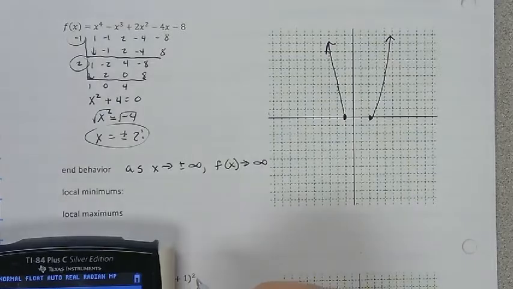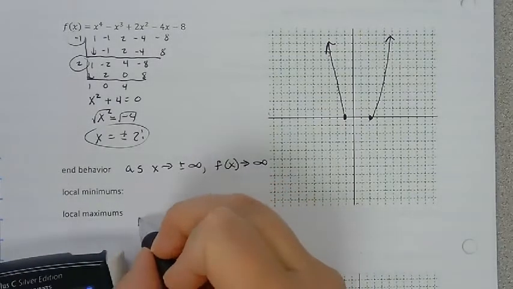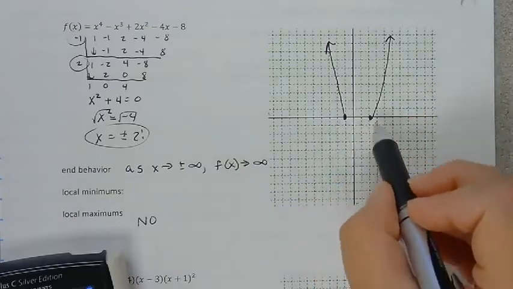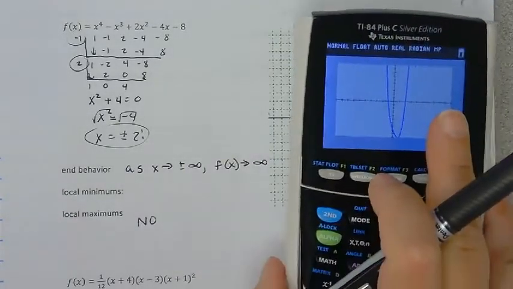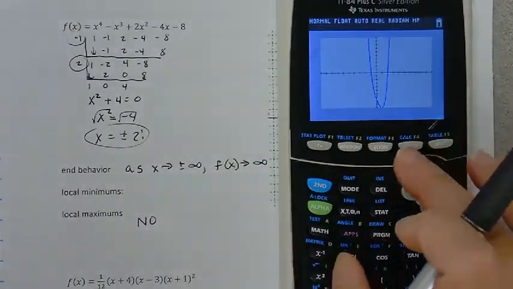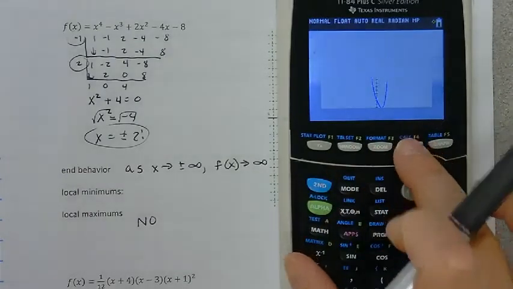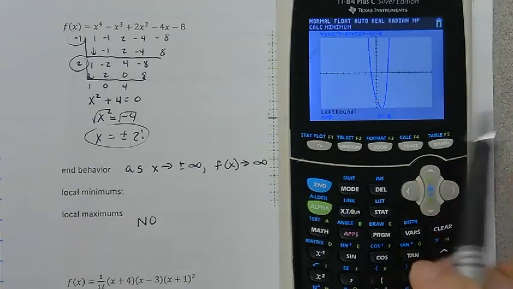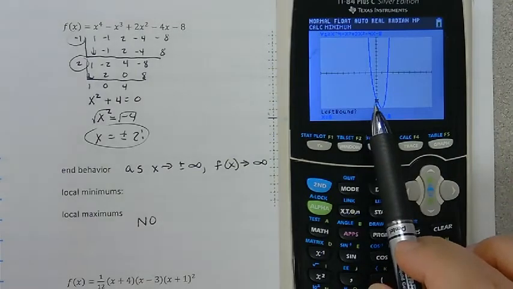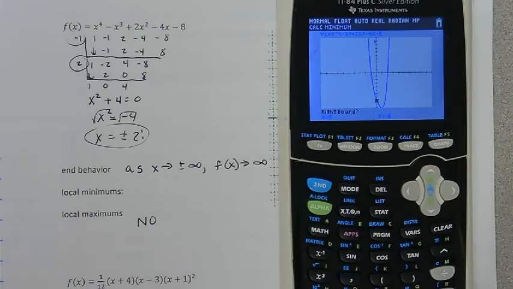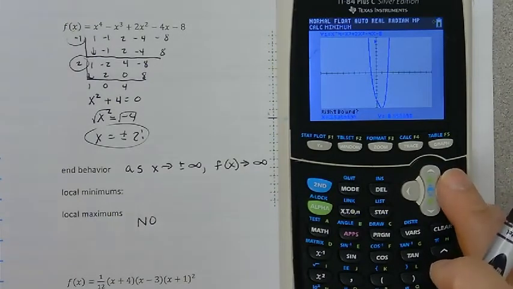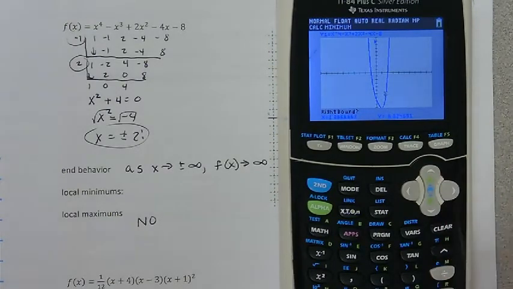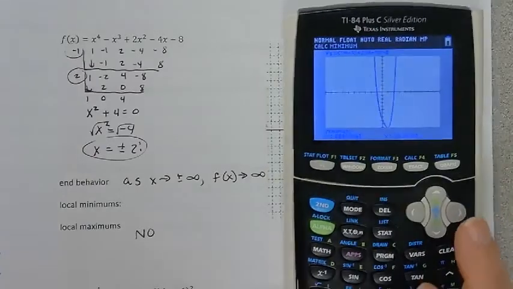So it doesn't look like there's going to be a local maximum because it never happens here. It just goes down and dips. So let's find that minimum value. I'm going to push second trace, which makes it calculate, and I need a minimum. The left bound looks like it's already there for me, so I'm going to hit enter, and then arrow over until I get on the right side. I don't want to guess, but then it tells me that the minimum is at 0.88.